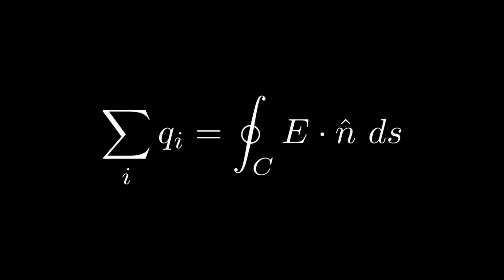The 2D form of Gauss's law that we will use looks like this. It says that the total charge in some region is equal to the flux of the electric field through the boundary of that region. This integral here is a way of summing the component of the electric field pointing outward over the entire boundary. Now, let's go back to magnetic nulls.